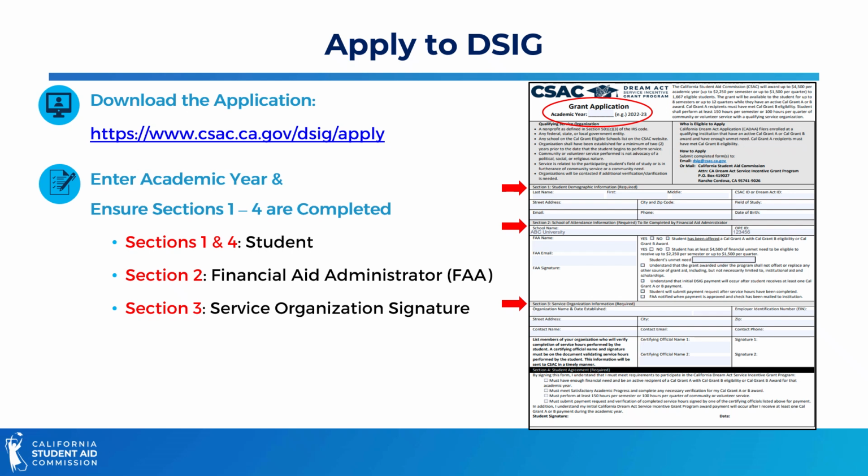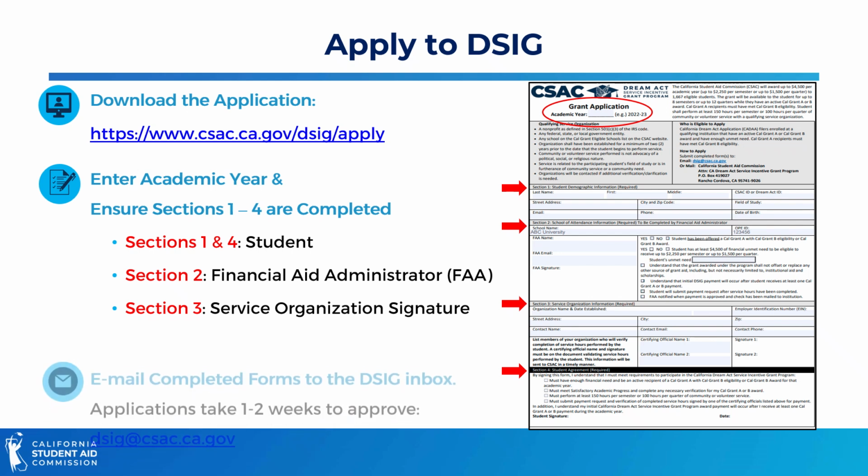Up to 2 staff members can be listed on the DSIG application as certifying officials, and only those 2 officials may sign the service hours tracker. Finally, Section 4, all the boxes in the student agreement must be checked, signed, and dated by the student.